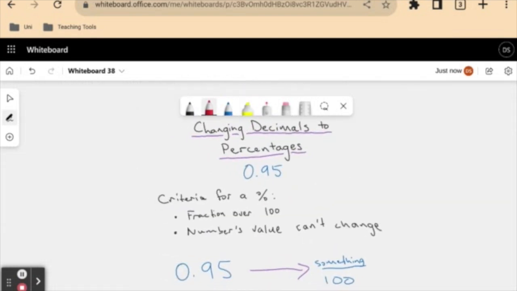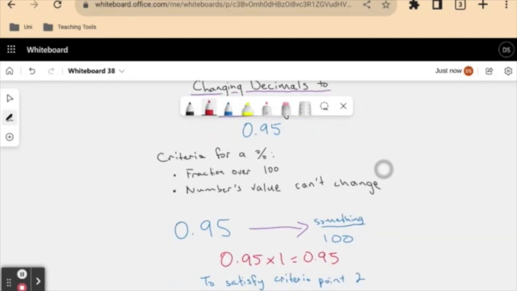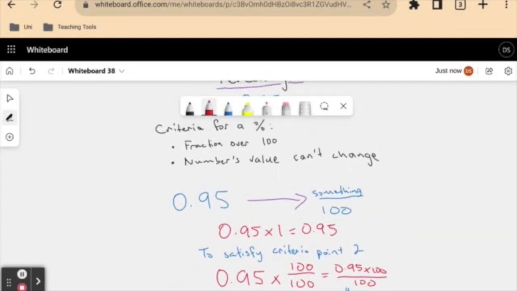Now, I know I said a lot in this video, and hopefully you're still with me, but the essence of converting decimals to percentages that I've pushed so much here is the idea that we need to satisfy two bits of criteria. We need to not change this number, 0.95, and we also want a fraction over 100. So everything I've done here has this criteria in mind when solving. And that is how we can convert from decimals to percentages.